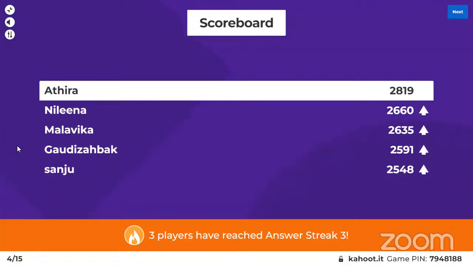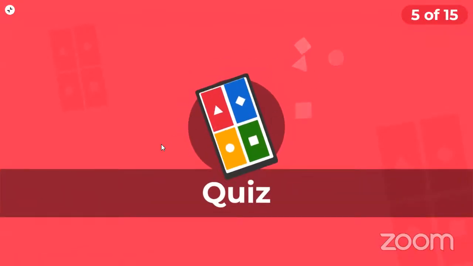Scoreboard again, we have a new topper here. Adira is a new topper with 2819 points. Second, we have Nilina with 2660. Third, we have Malavika with 2635. Fourth, we have Gaudi Sarpat with 2591. Fifth, we have Sanju with 2548. Okay, so 3 players have raised the answer streak of 3 correct answers in a row. With that note, let's move on to the fifth question.